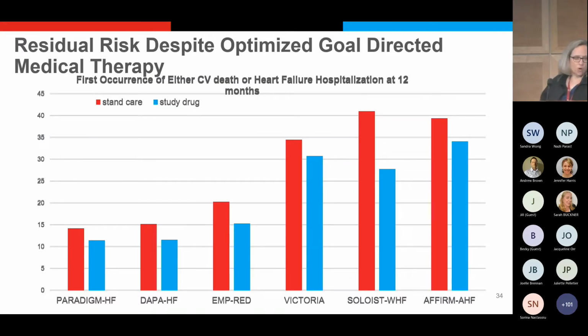However we look at it, though, these therapies are good. They work well when we can use them. But even if we use them, the risk, what we call the residual risk, is still high.